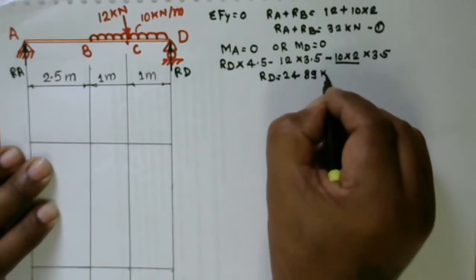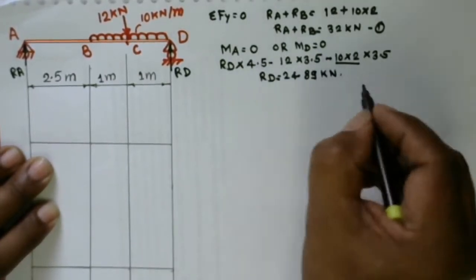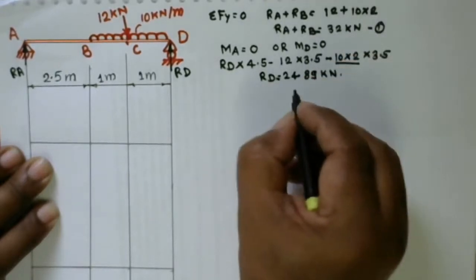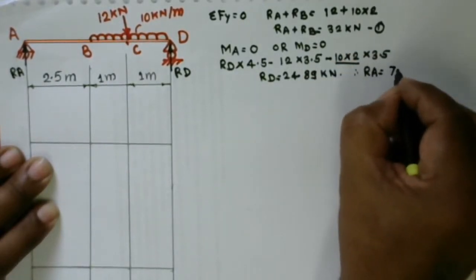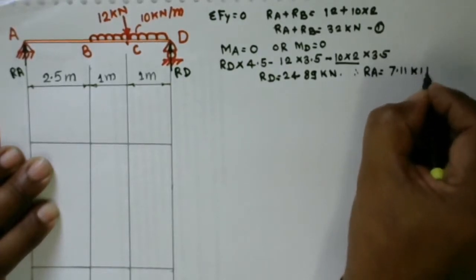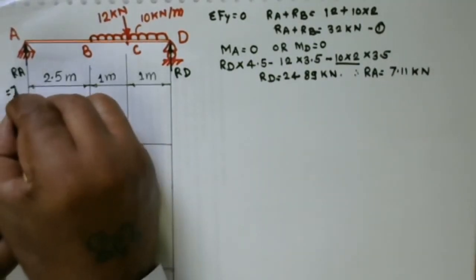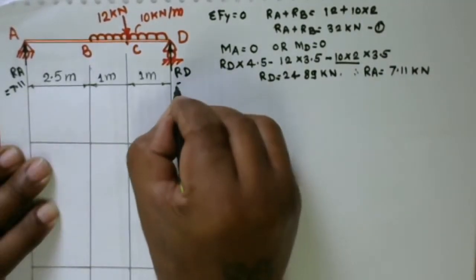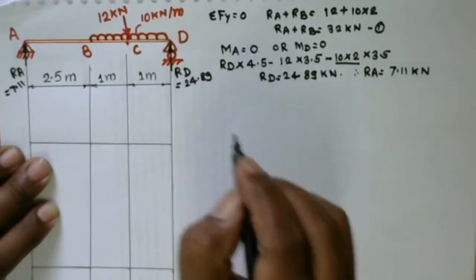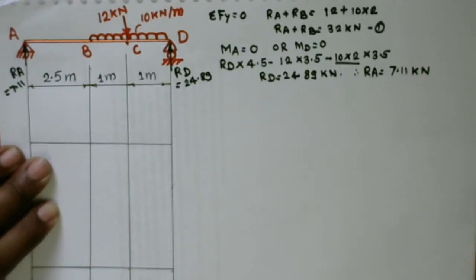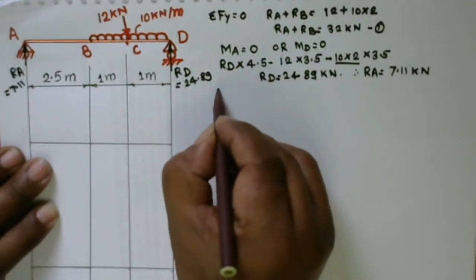So here RD is equal to 24.89 kilonewton. Put this value in equation number 1, you will get the value of RA, which is 7.11 kilonewton. So RA is equal to 7.11 and RD is equal to 24.89 kilonewton. Now we have to calculate the shear force.